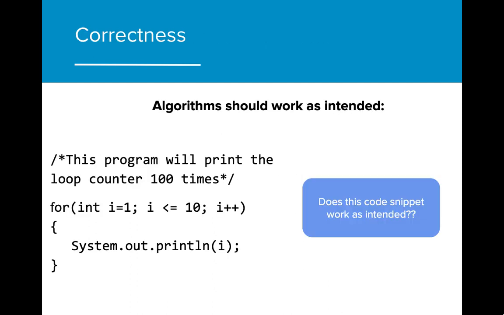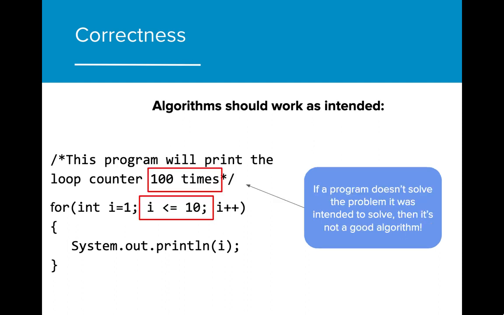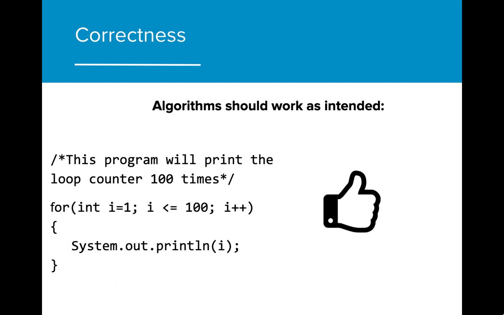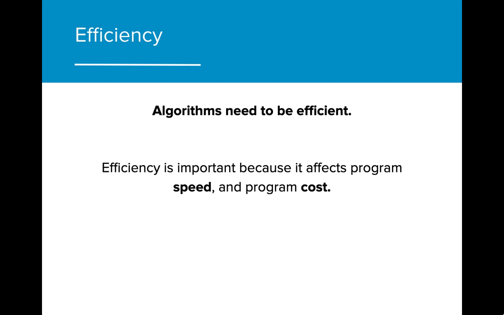When creating algorithms, they should work as intended or specified. Take a look at this code segment. Does this work as intended? In this for loop, we needed to loop through 100 times, but the for loop only iterates 10 times. This program does not solve the problem correctly and thus is not a good algorithm. To make this a correct algorithm, we need to alter the state of the for loop so it iterates through 100 times. Besides correctness, algorithms also need to be efficient.